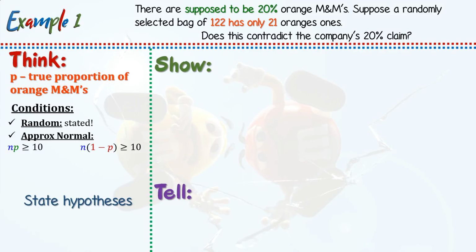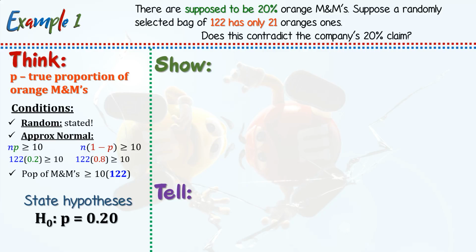Approximately normal. This condition tends to be a little awkward because a lot of people use the wrong p there, especially because you start to get a lot of p's. Because you're assuming the claim is true, make sure the p that you're using is 20%. Don't use the sample statistic. And luckily for us, the population of M&Ms is quite high.